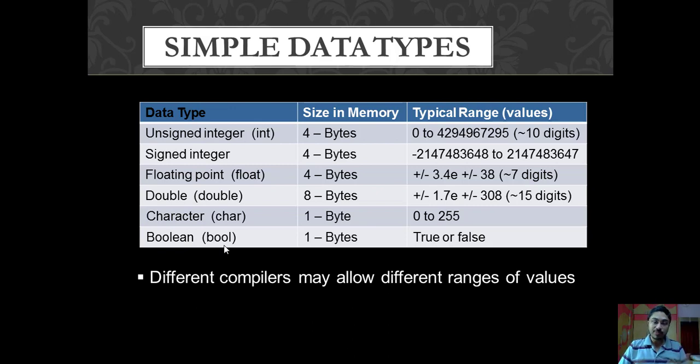Now different compilers may allow different ranges of values, because it depends on how the compiler is designed and on which platform it is designed to work. There are a few compilers designed to work only on 16-bit systems. There are some compilers that work on 32-bit systems. There are many compilers nowadays that work on 64-bit systems. So depending upon the underlying systems, compilers are designed, and depending upon how they are designed, these ranges may vary.